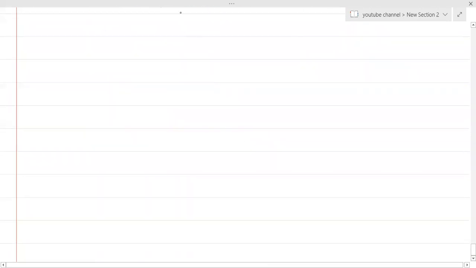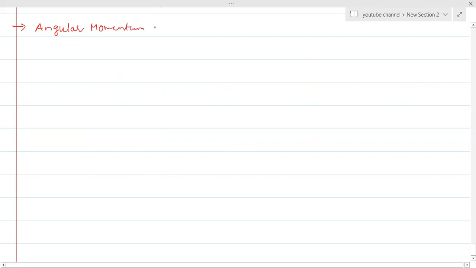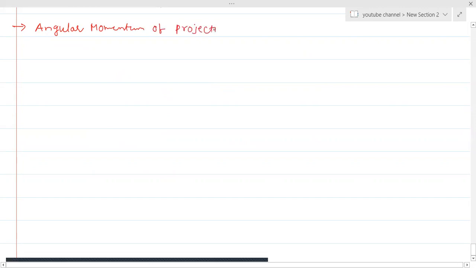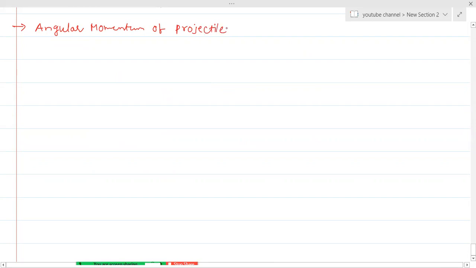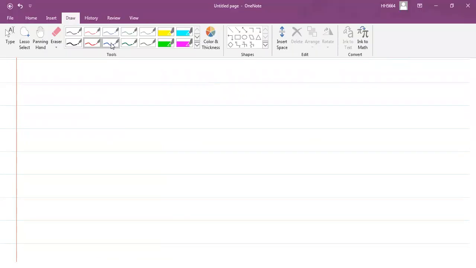And after this, we need angular momentum. Angular momentum of projectile at maximum height.